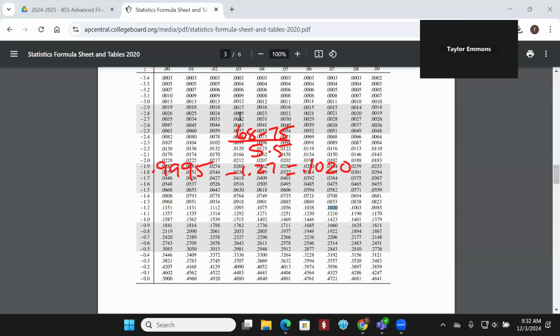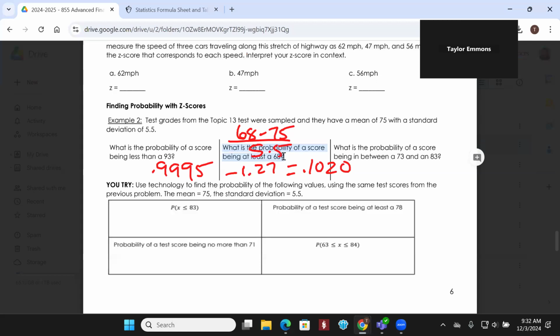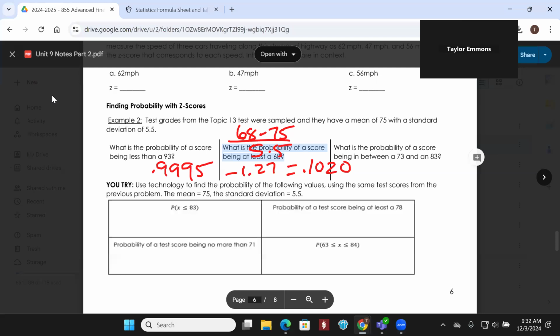0.1020. Here's the problem. Look at what the question asks you for: at least. Whenever they say at least, you're going to do 1 minus whatever number you found from the table. So 1 minus 0.1020 is 0.898.